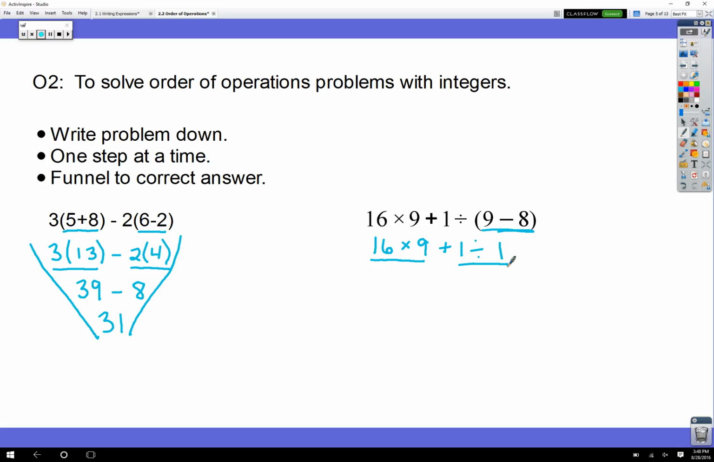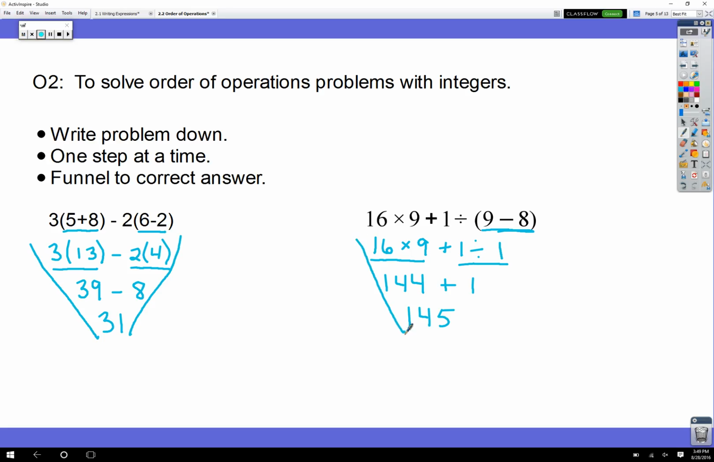Let's see, 16 times 9, 9 times 1 is 90, 9 times 6 is 54, and 90 plus 54 is 144. So we have 144 plus 1 divided by 1 is 1. And then I have simple addition, 144 plus 1 is 145.